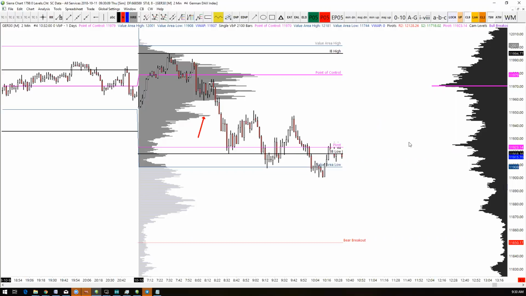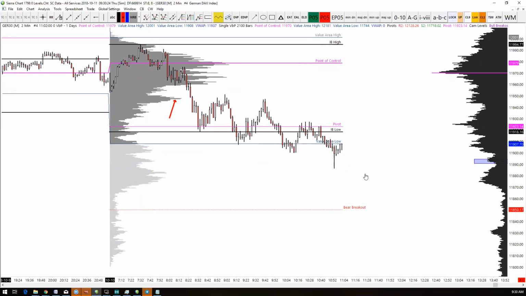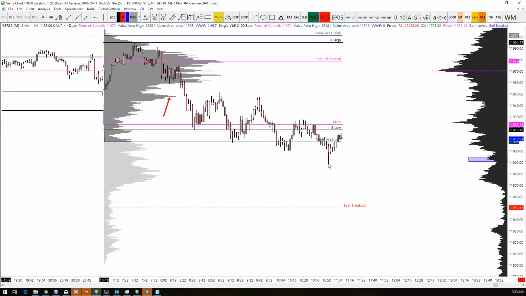So the first thing that was interesting yesterday is that we were inside the value area. We went for a test of the value area high but missed, took out the point of control, found some support at the value area low. This was an interesting candle to watch because this was the first rejection of lower prices.